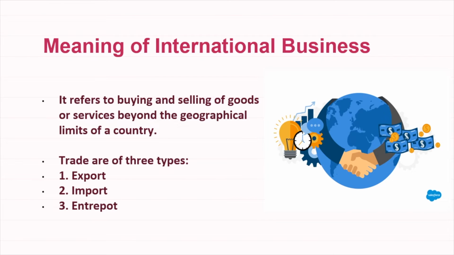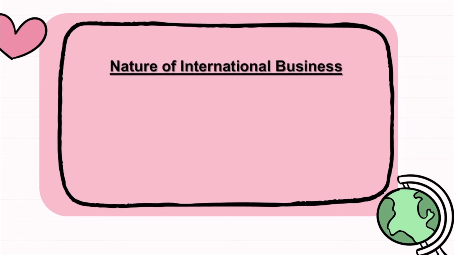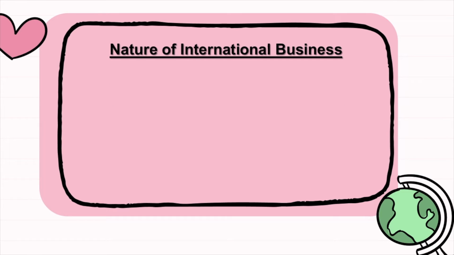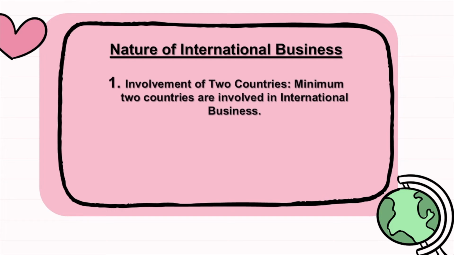Now, let's proceed on to know about the nature of external trade or international business. So, international business or foreign trade involves two countries, and its main features are: the first point is the involvement of two countries. So basically, in international business, I repeat, minimum two countries are involved. Buying and selling across the borders of the country can also be termed as external trade. Trading between two far-off cities of the same country cannot be termed as international business.